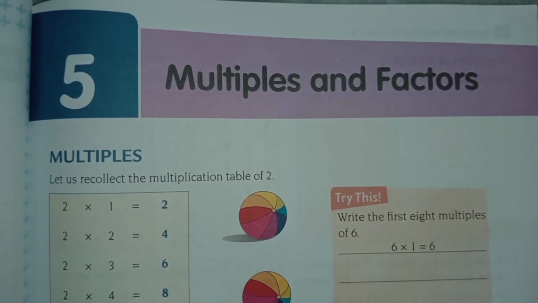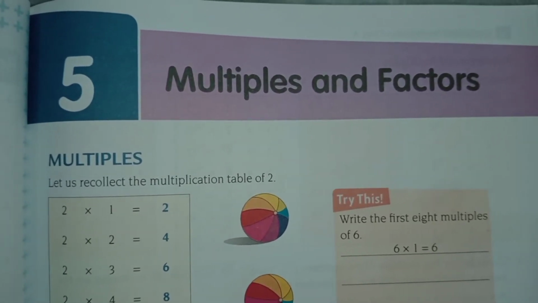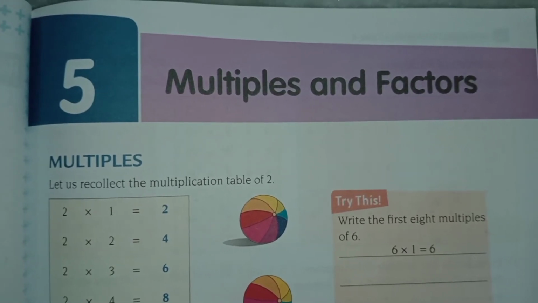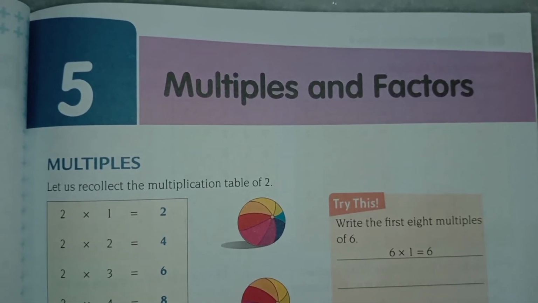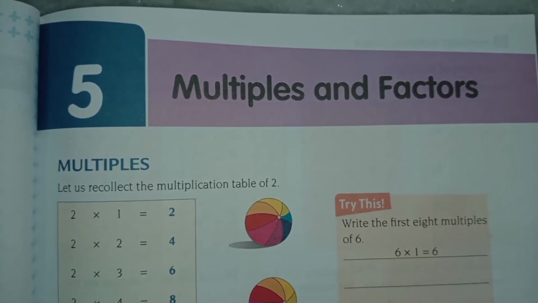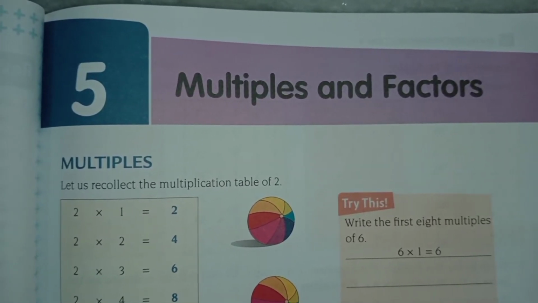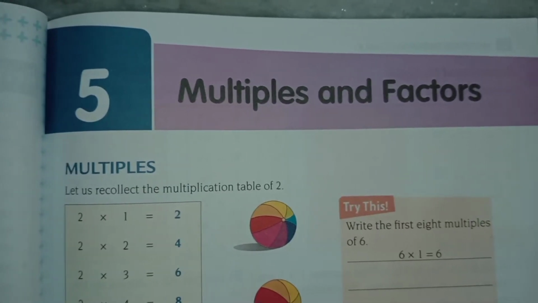As in my previous online class, you know that I have given you the homework to write the table 2 to 20. And why I gave you, now I will tell you. Okay. So today I am going to start the new chapter number 5, multiples and factors. So the table which I gave you as a homework is for this chapter number 5.